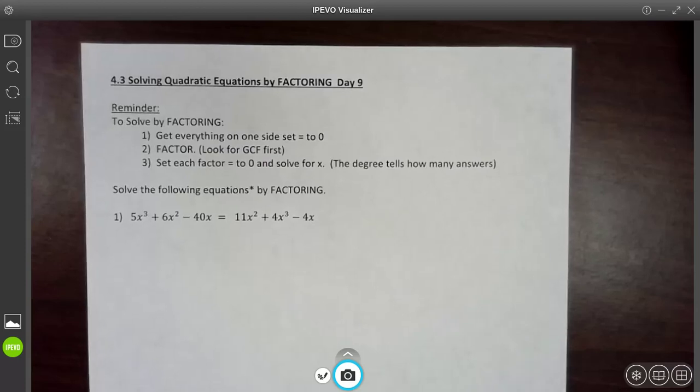I love it. But before we go on to the next topic, the next section, I want to quiz you while this is fresh in your head. So tomorrow I'm going to give you a 10-question quiz on Delta Math on solving equations by factoring. All right, so I'm going to do a couple with you today to show you something a little bit different, and then I'll let you guys start working and review.